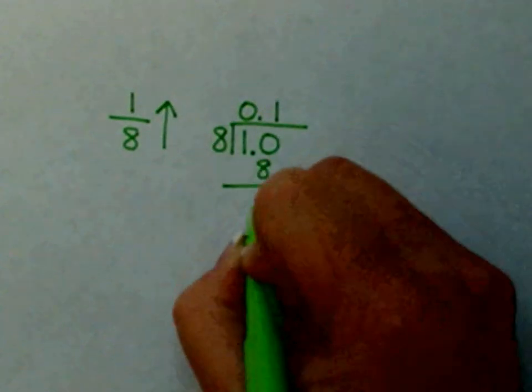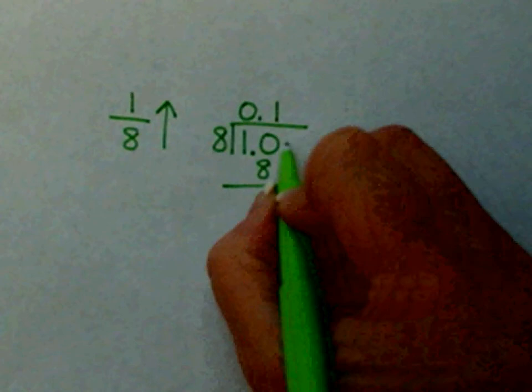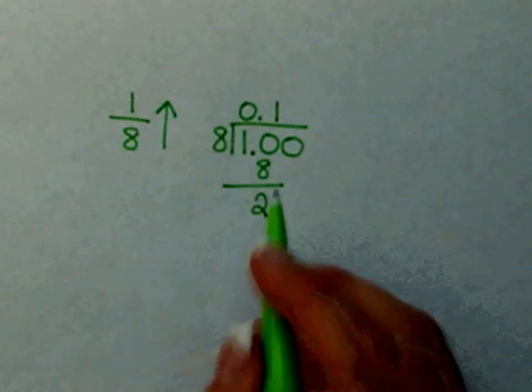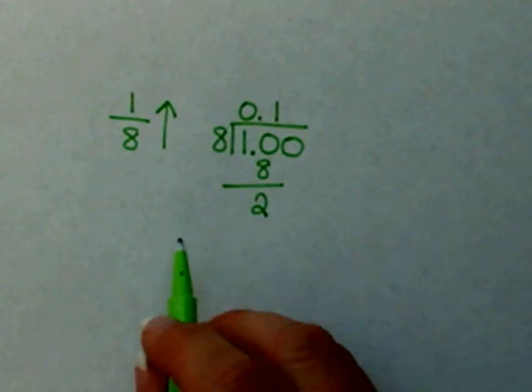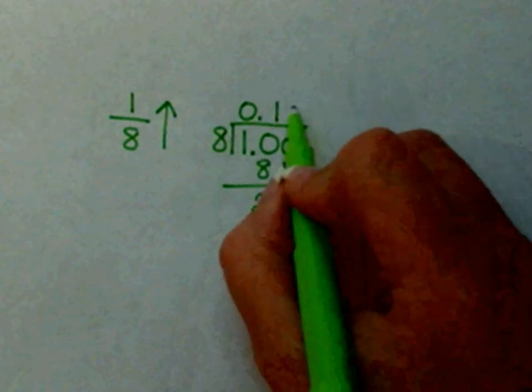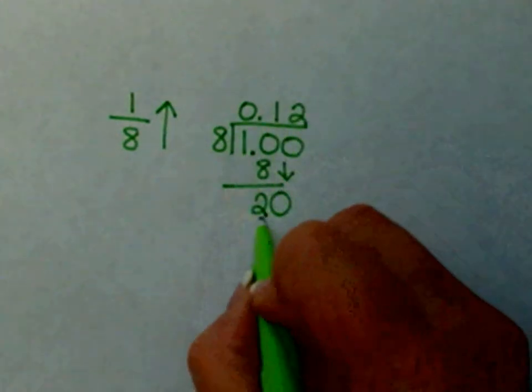I'm going to add another 0. Now it's starting to look like money. It looks like $1. I still have not changed the value. I still have 1 whole. I'm going to bring this 0 down. How many 8's go into 20? That's 2. 2 times 8 is 16. 20 minus 16 is 4.